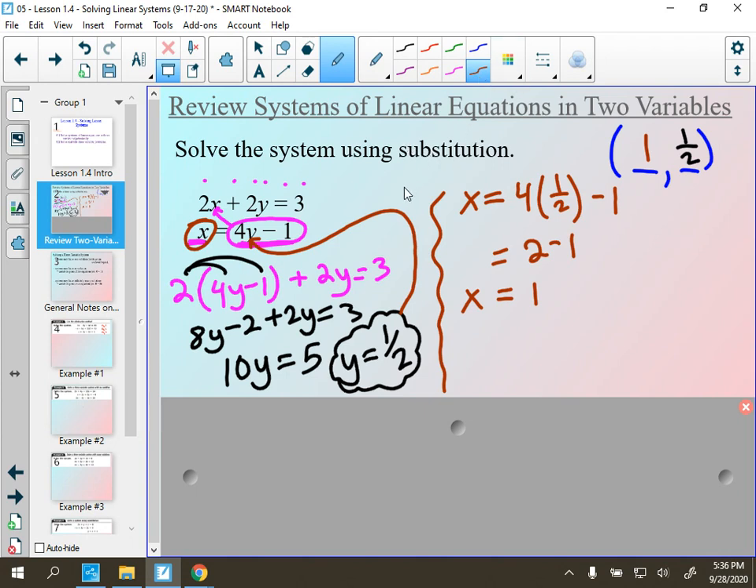The check doesn't even have to be like a big formal check or anything like that. If I want to guarantee and I want to know this solution is the actual true solution to this system of equations, I could substitute the 1 and the 1/2 in for x and y. So 2 times 1 is 2. 2 times 1/2 is 1, and then 2 plus 1 is 3. If that ends up being true, I know my solution is what it should be.